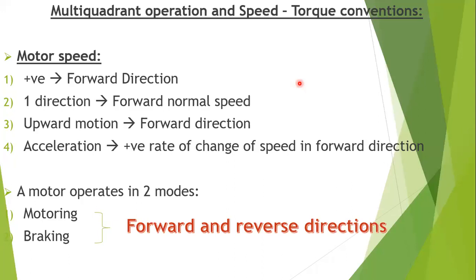And for acceleration, it is also positive rate of change of speed in forward direction. And for deceleration, it is negative rate of change of speed in reverse direction. Okay, so these are the calculations of the motor speed.